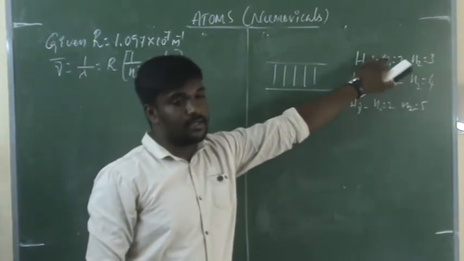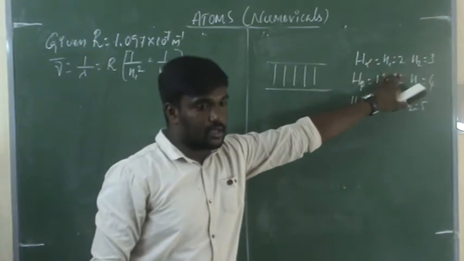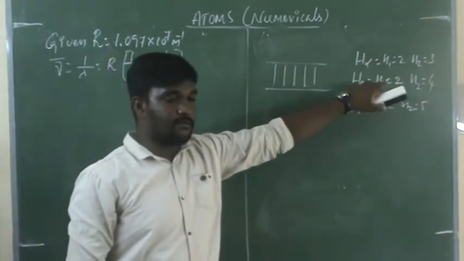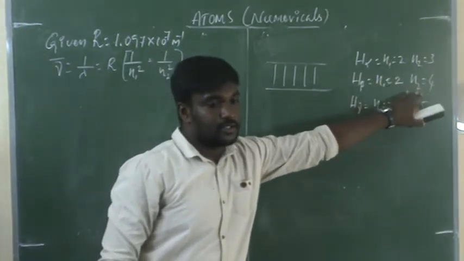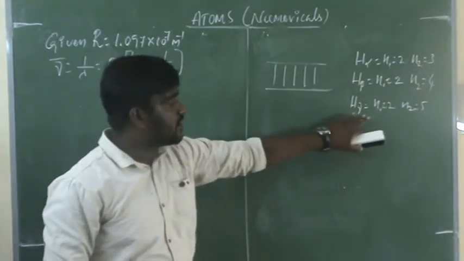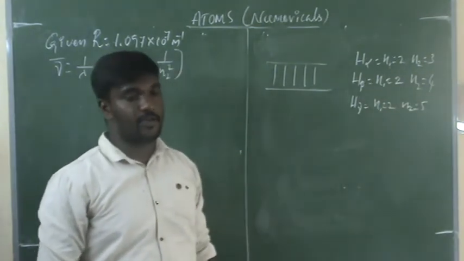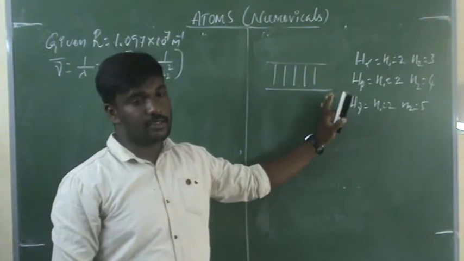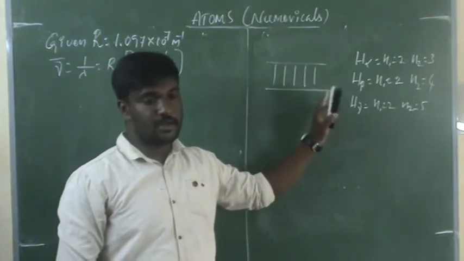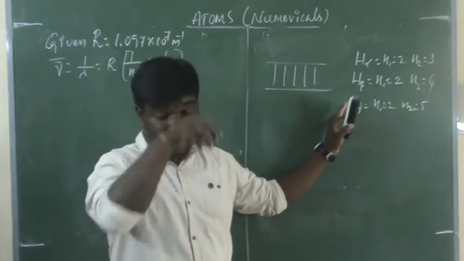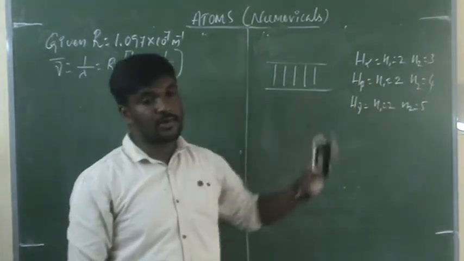H alpha means n1 equals 2 and n2 equals 3. H beta means n1 equals 2, n2 equals 4. In the same way, H gamma means n1 equals 2 and n2 equals 5. These are the constant values for H alpha, H beta and H gamma of the spectrum of the hydrogen atom, so you have to take these values.